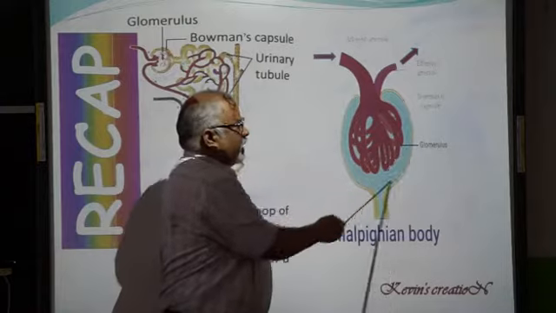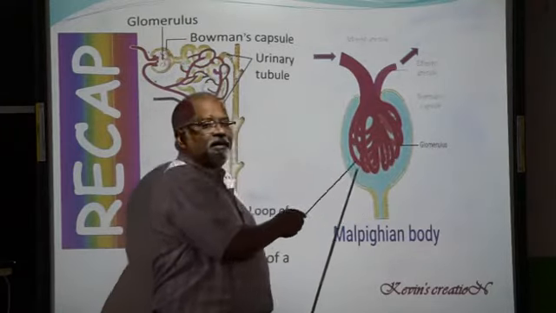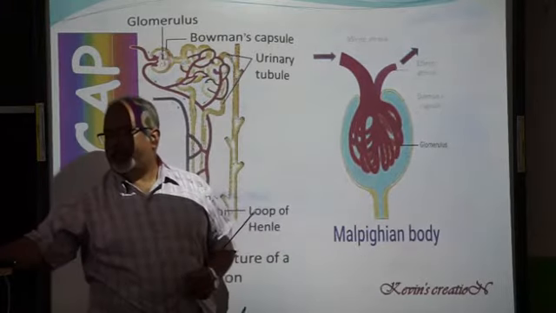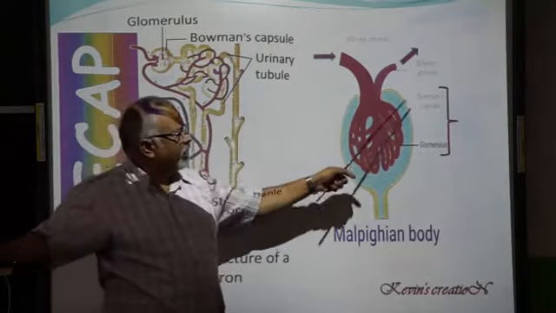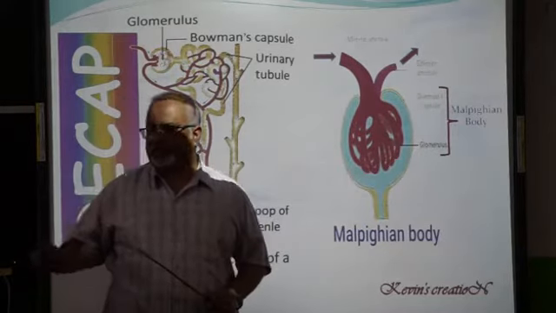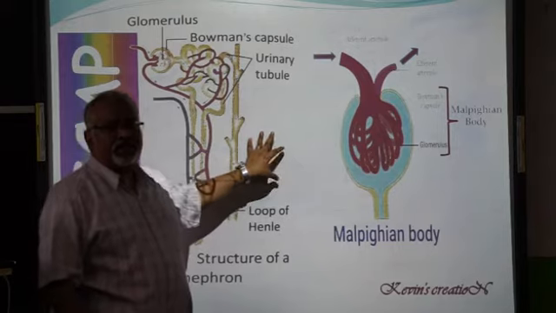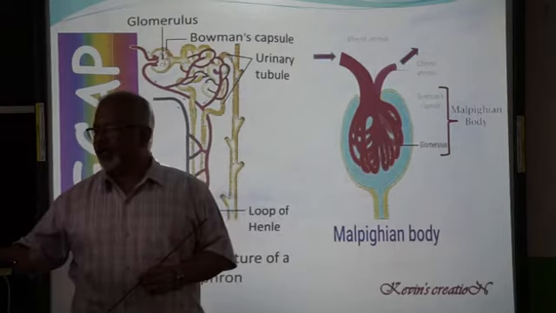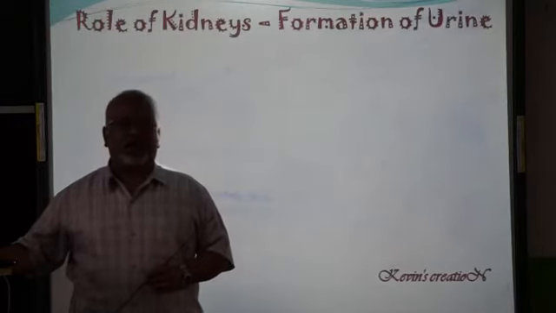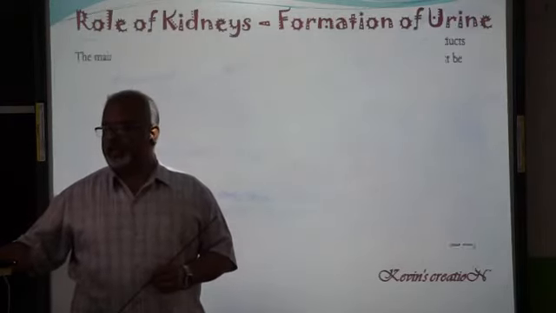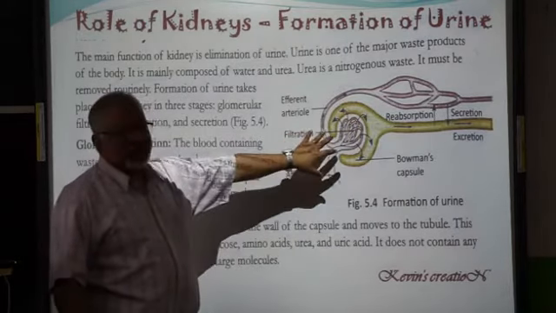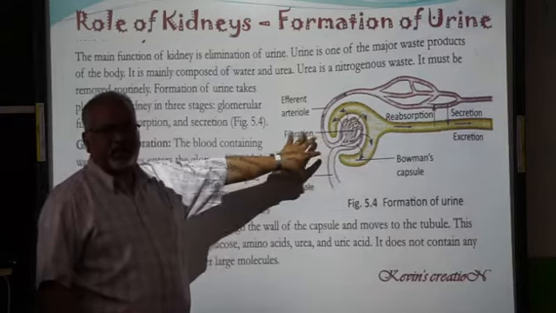So, Bowman's capsule is the cup-shaped structure, and inside this, the network of capillaries is called glomerulus. Together, this Bowman's capsule and glomerulus, we call it Malpighian body. So this we did in the previous class. Now today we will be learning about formation of urine and the role of kidneys. Same thing is there. The nephron is shown here in this diagram.